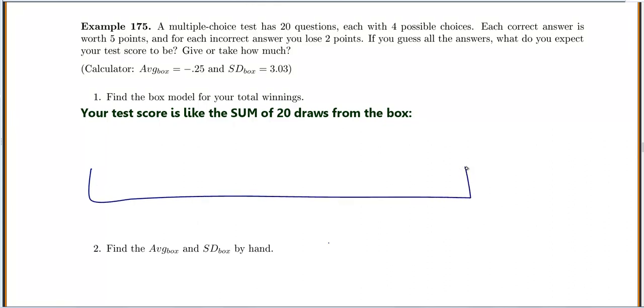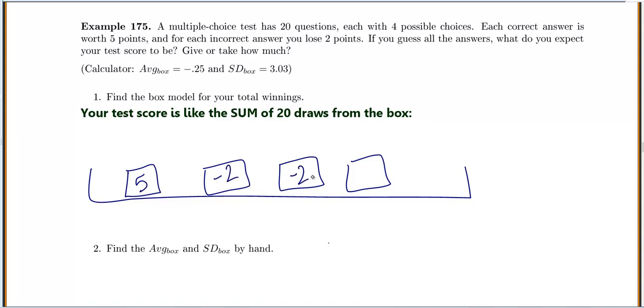Let's see. Each one has 4 possible choices. Each correct answer is worth 5 points, and for each incorrect answer you lose 2 points. So I assume there's only one correct possible choice, and so there's one answer that's going to give you 5 points. The other answers are going to give you negative 2 points each. So there's one correct answer and 3 incorrect answers that each give you negative 2 points. Now, because it says if you guess all the answers, what do you expect your test score to be? If we're just guessing all of our answers, we're equally likely to get any one of these tickets, and so we can just do one ticket of each.